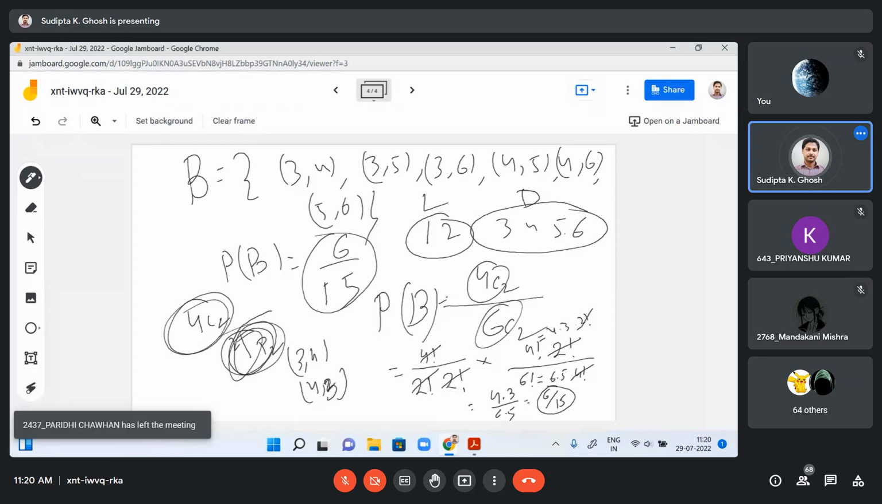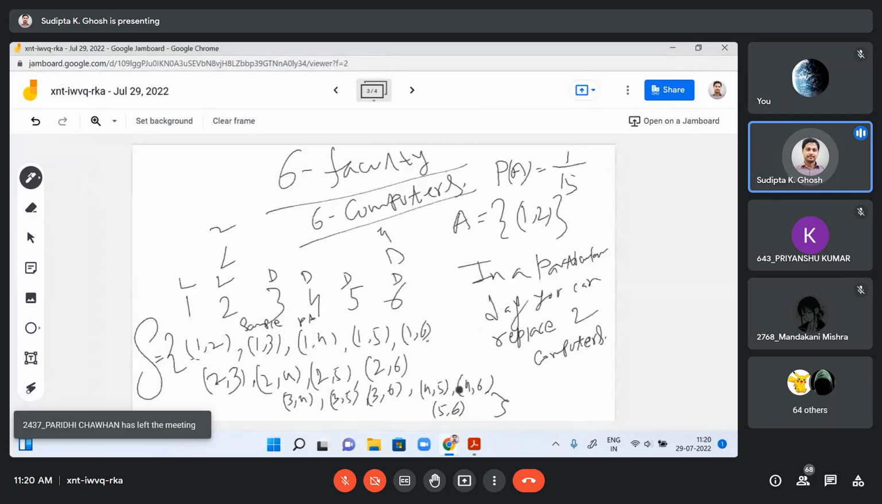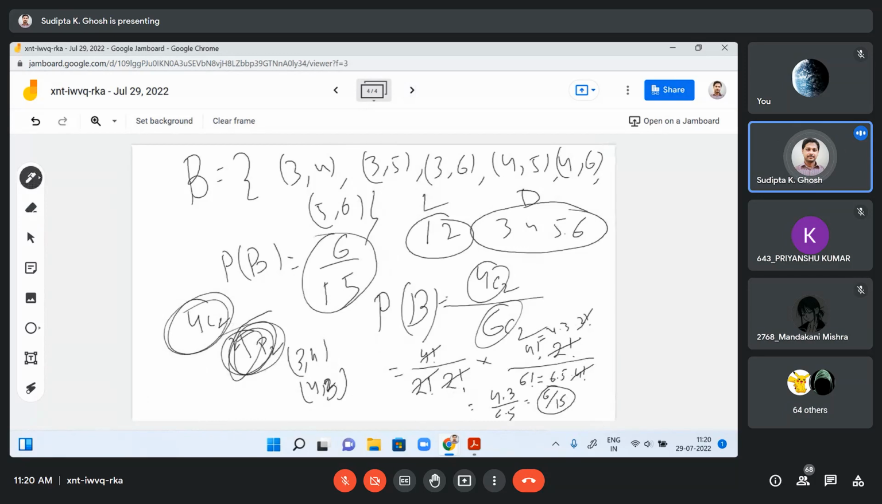Observe also that whenever we have written this type of thing, we have not taken 2, 1. We have taken 2, 3, 2, 4 in this way. That's why in this case we are using 4C2 by 6C2.